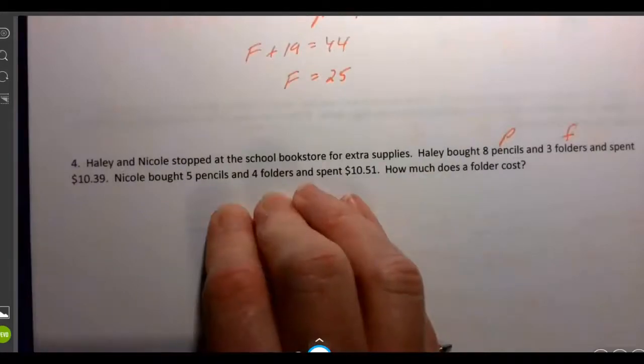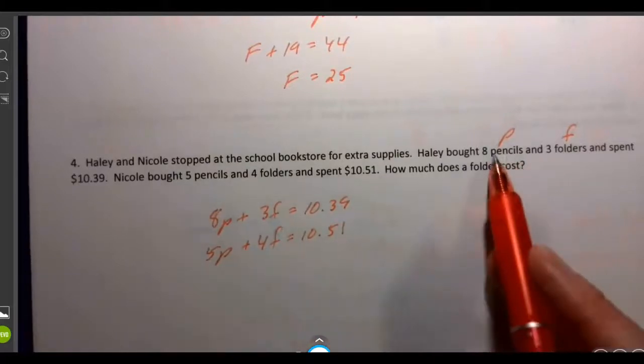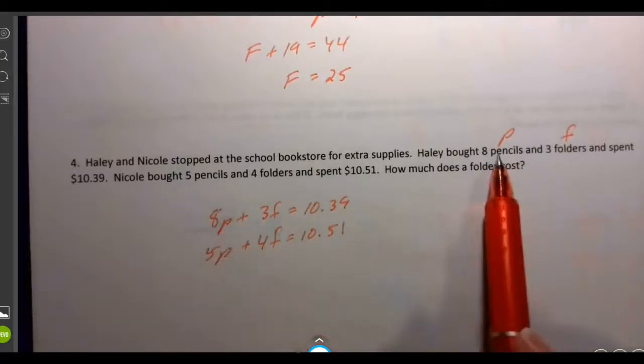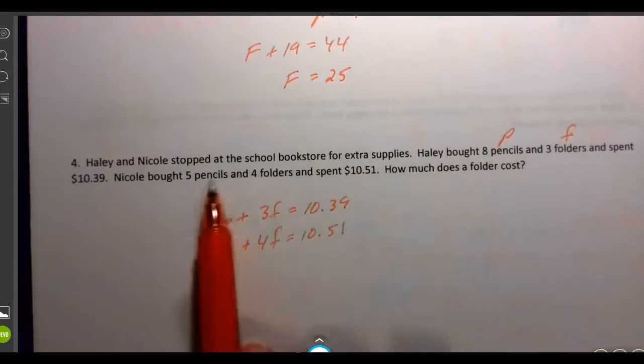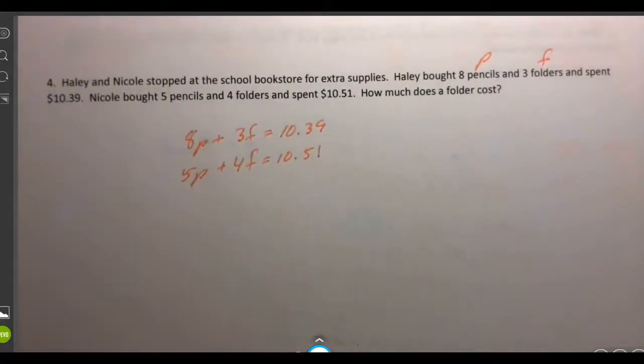So again, I hope you paused your video and wrote down the two equations for this system. This is what I came up with. I chose P for pencils and F for folders, and just moving across, 8 pencils, 3 folders equals 1039, 5 pencils, 4 folders equals 1051. This one obviously lends itself to elimination. I would not want to do this one by substitution. I'm going to have you solve this. Come back in, unpause your screen, and you can check your answers.